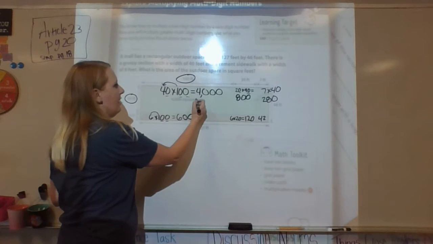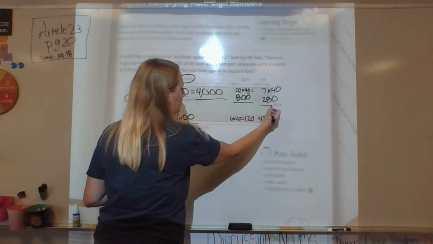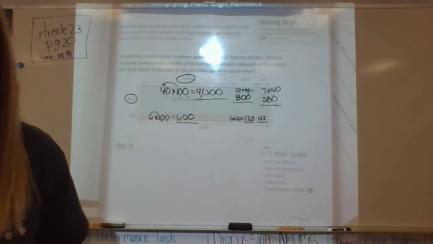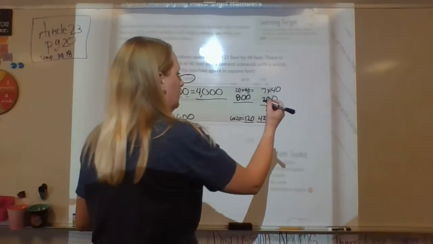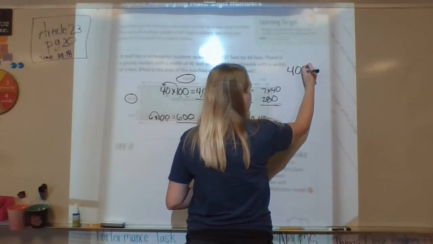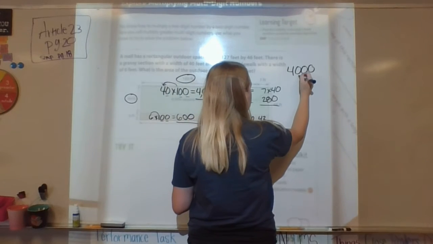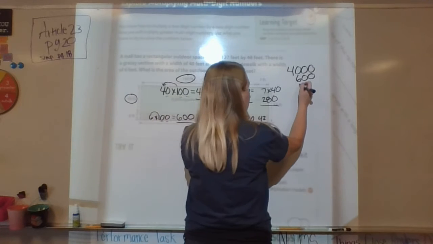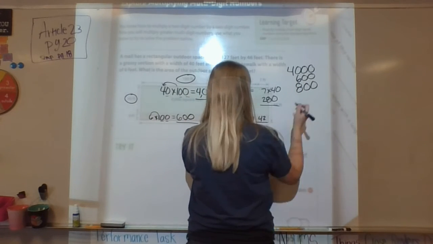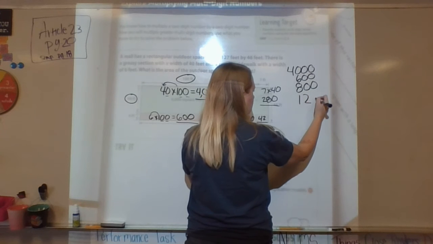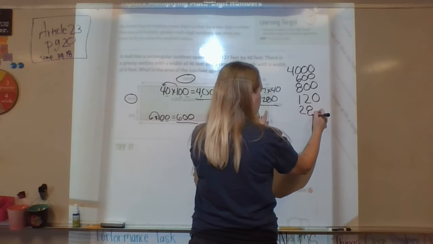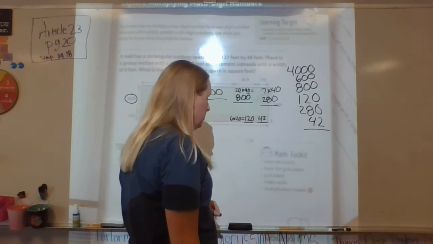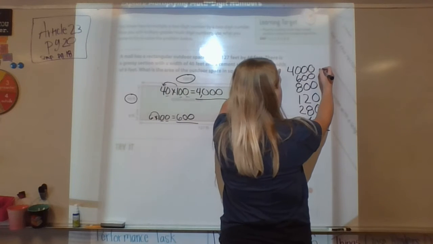But now what do we do? Now we have all these numbers and we need to do something with them. It's really easy. We are just going to add those all together. So we have 4,000 plus 600. I got my 600 from right here. Then we have 800, 120, 280, and 42. Now, if this is like too many numbers, we could add sections together, right?